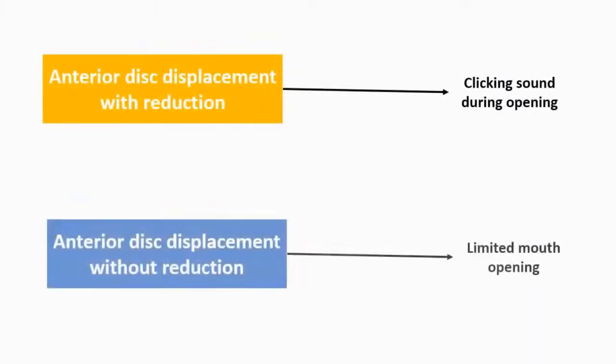So the difference between the two types: with reduction is characterized by clicking sound during opening, without reduction is characterized by limited mouth opening.